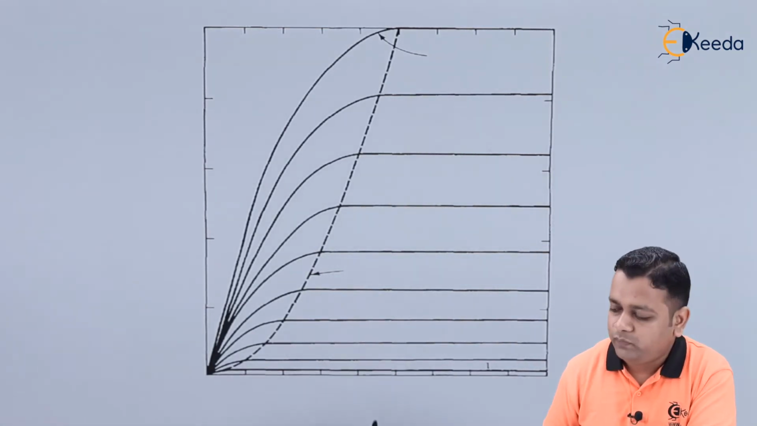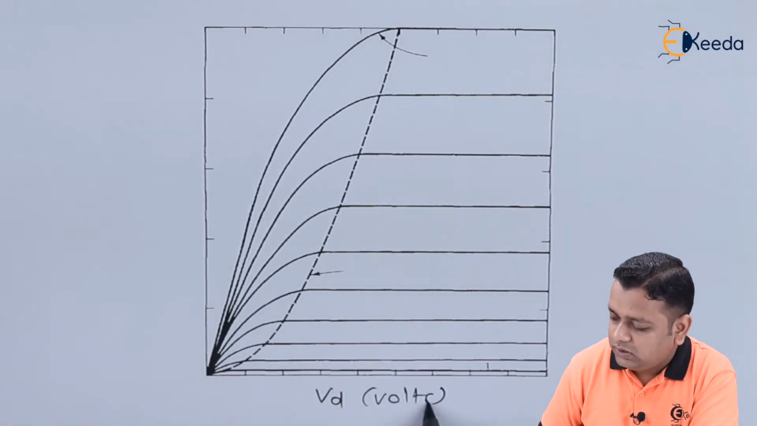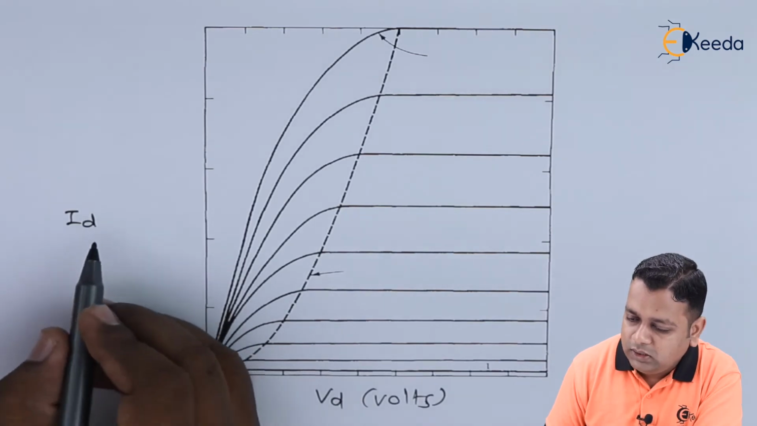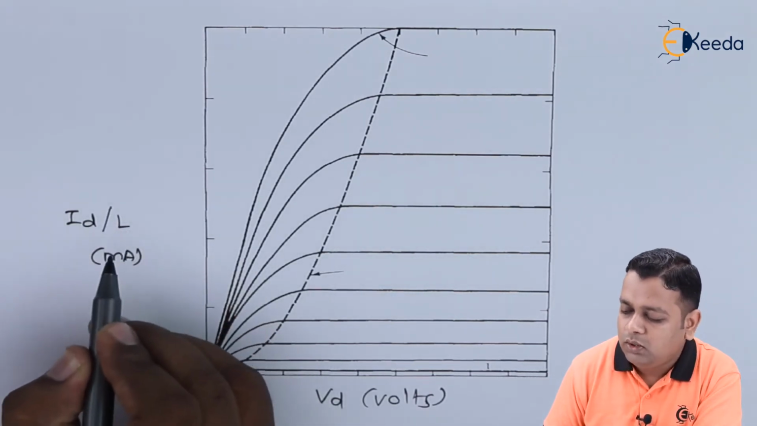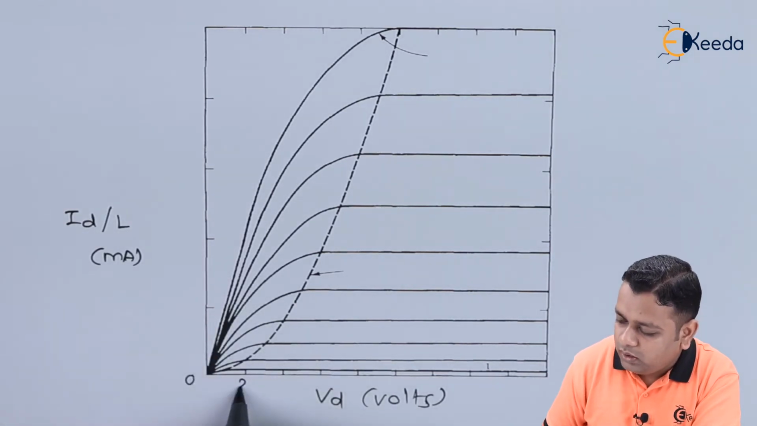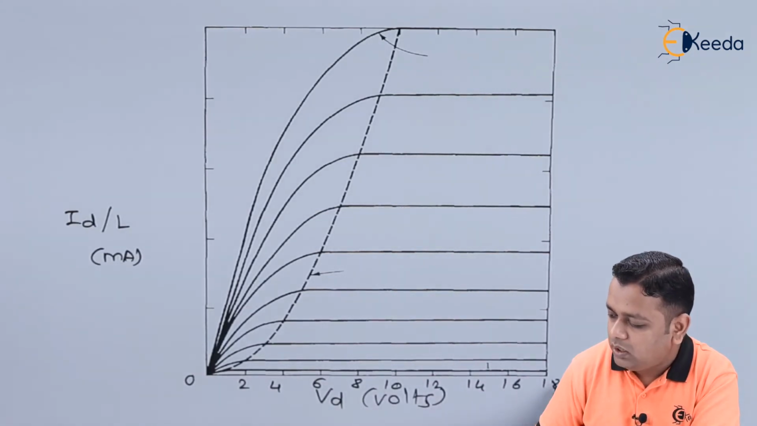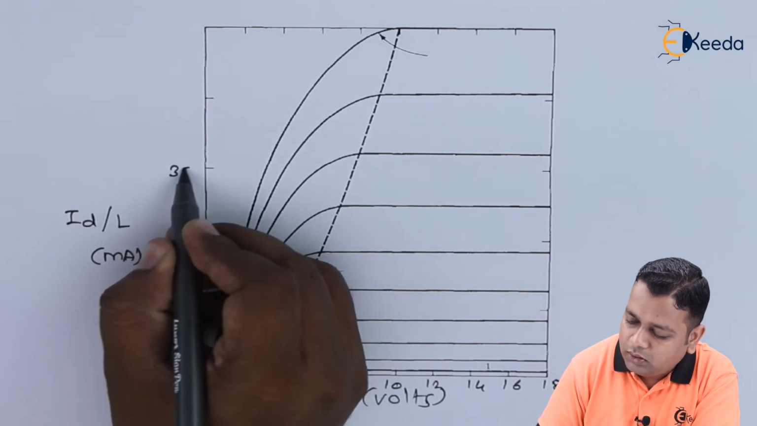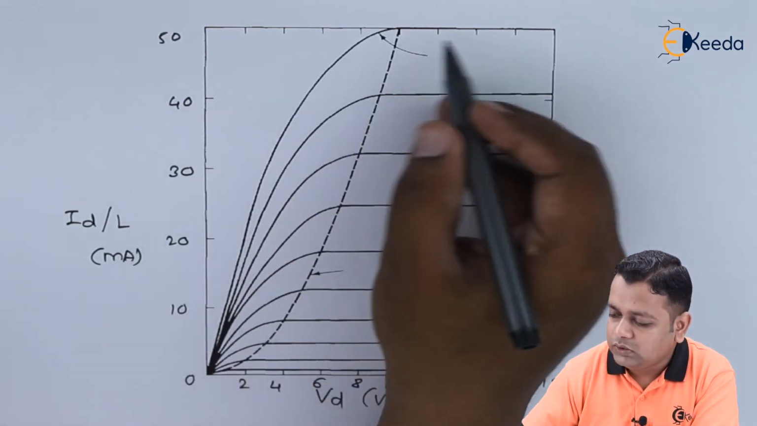So here in the schematic, we have taken the drain voltage represented by Vd in volts, whereas on the vertical axis, we have the drain current Id measured in milliamperes, and this may be with respect to the length of the channel represented by L. Here we have the markings 0, 2, 4, 6, 8, 10, 12, 14, 16 up to 18 for the drain voltage, whereas we go for 10 milliamperes, 20, 30, 40 and 50 milliamperes. So now we get these various curves.